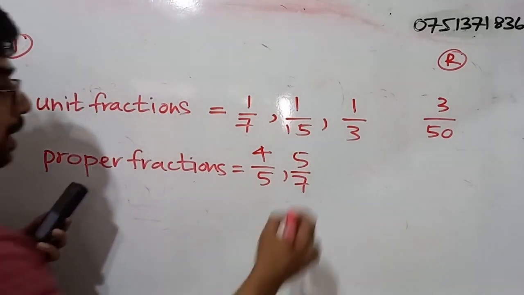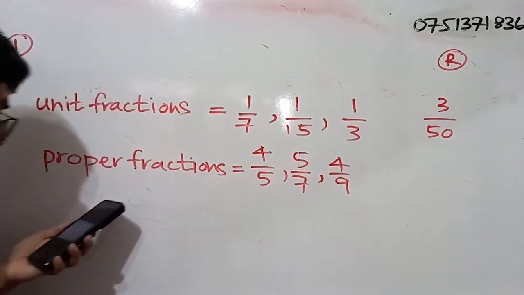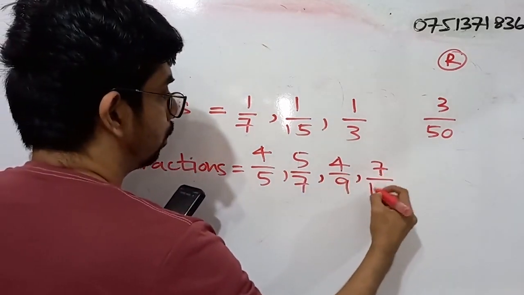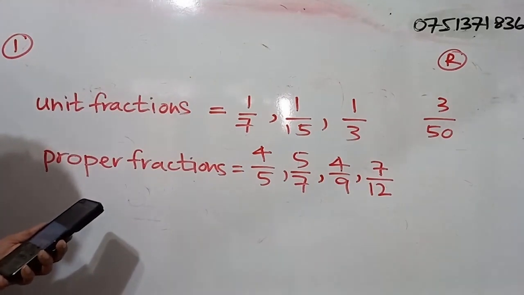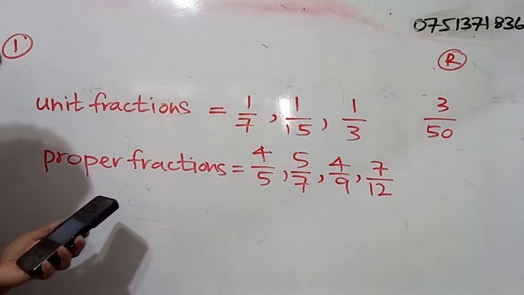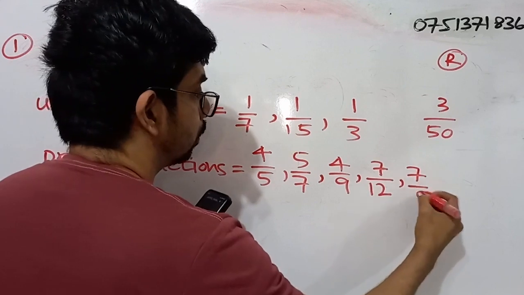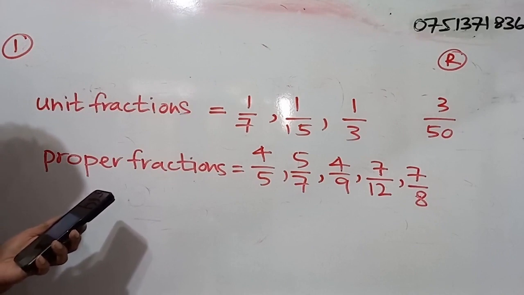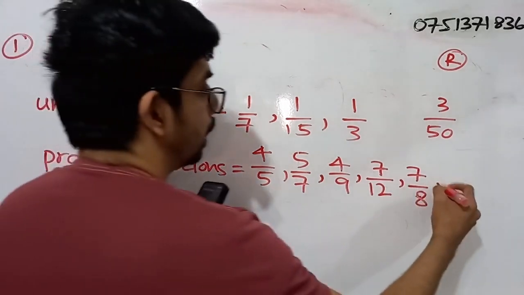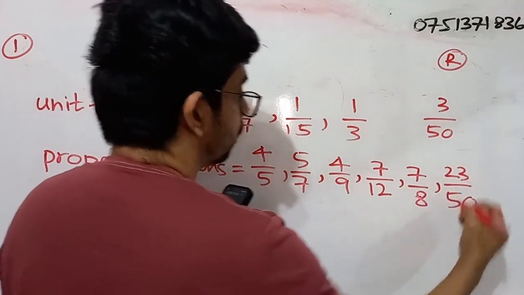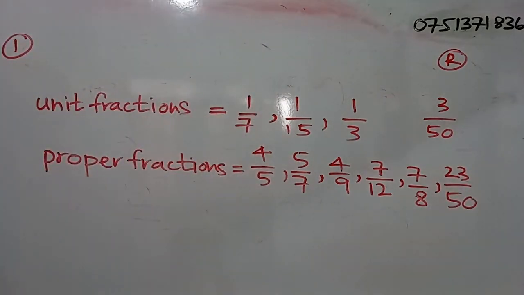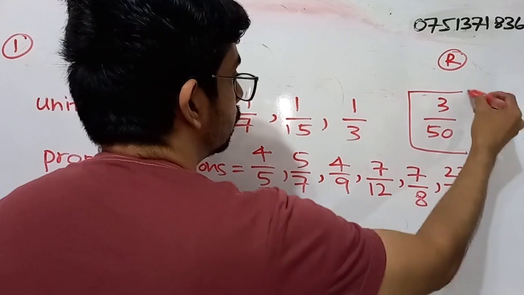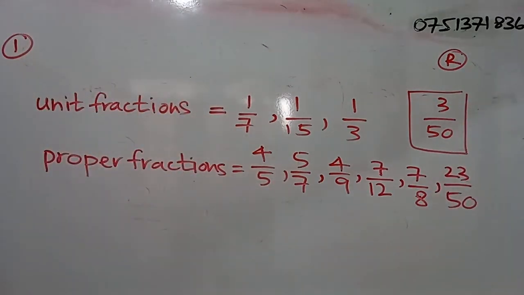Then we have 4 by 9, then 7 by 12, then 7 by 8, then we have 23 by 50. So these are the proper fractions.